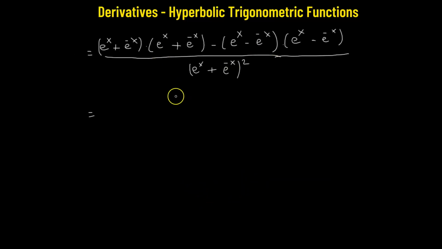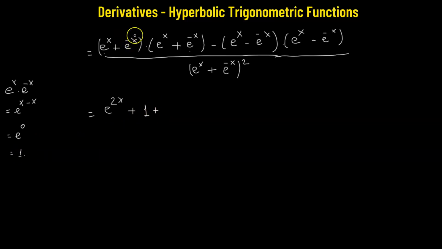Now let's simplify the numerator. So we have e raised to the power of x multiplied to e raised to the power of x, so that will be e raised to the power of 2x. Then e raised to the power of x multiplied to e raised to the power of negative x. So the multiplication, this is equal to e raised to the power of x minus x, which is e raised to the power of 0, and this gives us the value 1. So we have positive 1.